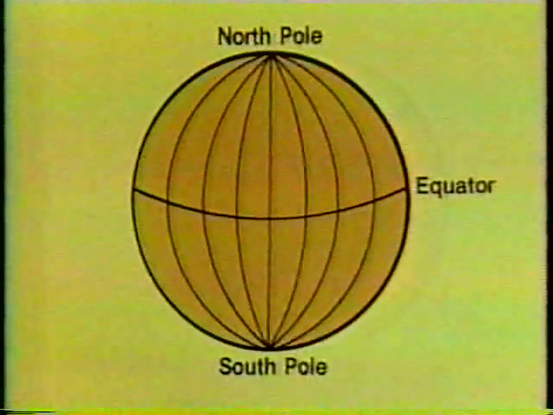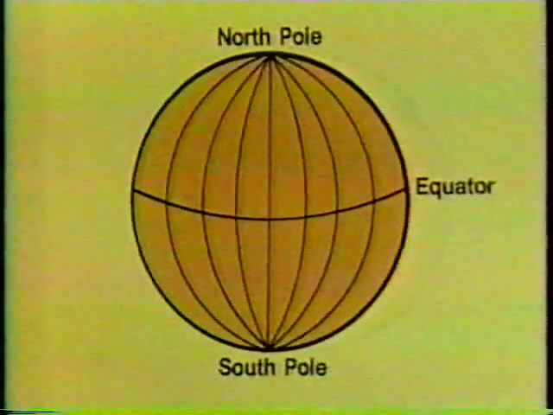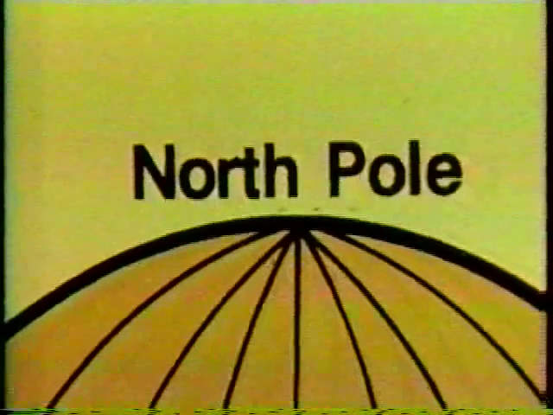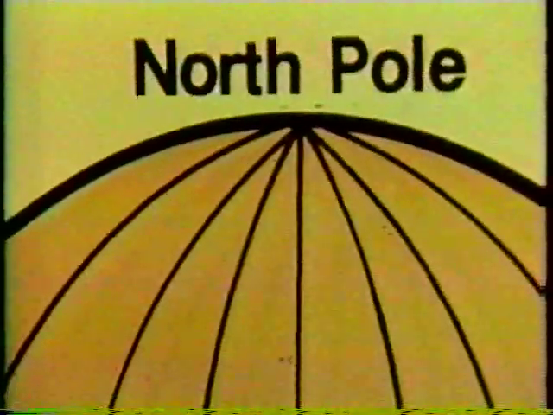Resemble closely the segments of a peeled orange. Notice the meridians starting from the same common point at the North Pole, slowly widening as they circle downward across the equator, and then narrowing again to a common point at the South Pole. The distance between the meridians is never the same.